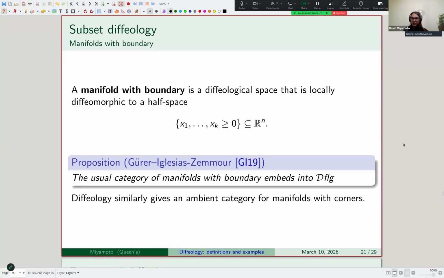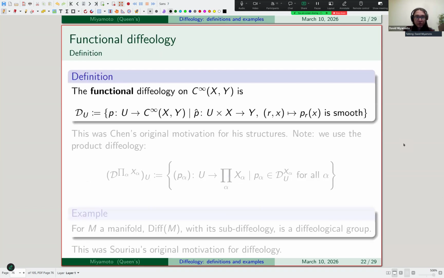Okay, and that's what I wanted to say about subsets. The D topology is not quite compatible, or the compatibility is more subtle, because again, it's a left adjoint and not a right adjoint. So subsets are examples of limits, and right adjoints would be the ones that are compatible with limits. Manifolds with boundary are examples.